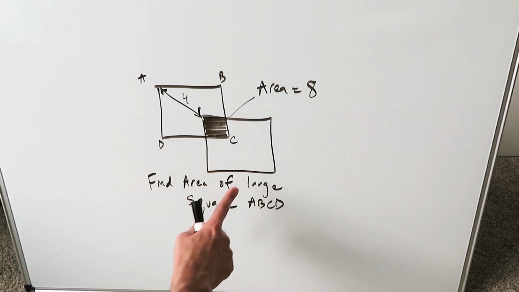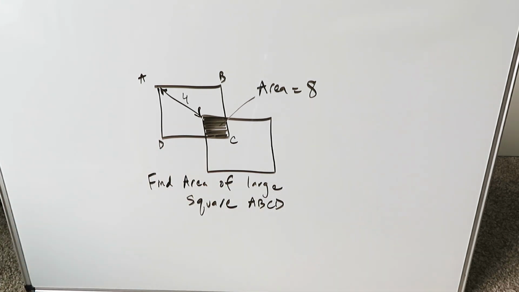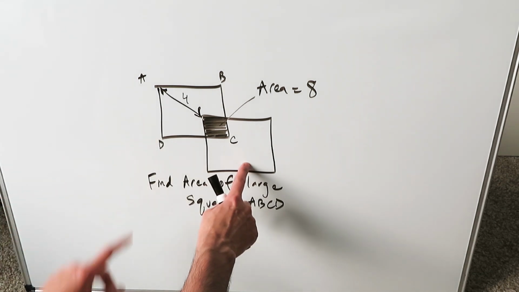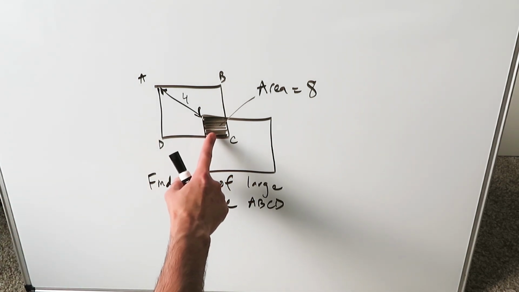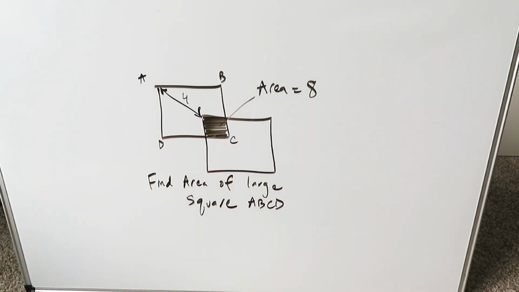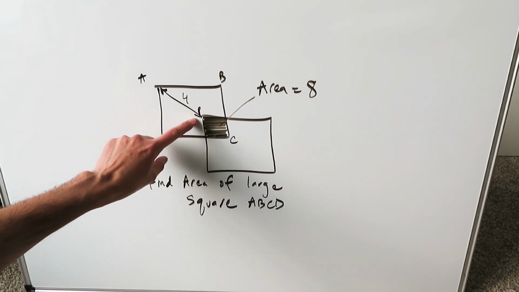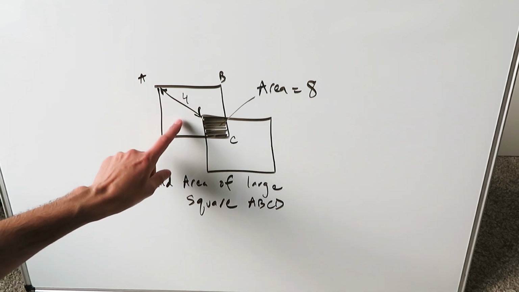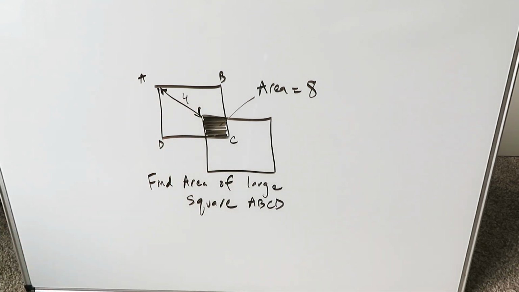We have two equally sized large squares. One is ABCD, the other one I have not identified. They are equal in terms of dimension and area. We have a small square here created by the overlap of both of those. The area of that is equal to 8. We have a small segment over here. From this point to that point is 4. What is the area of this large square? That is the task. It's not a very difficult question.